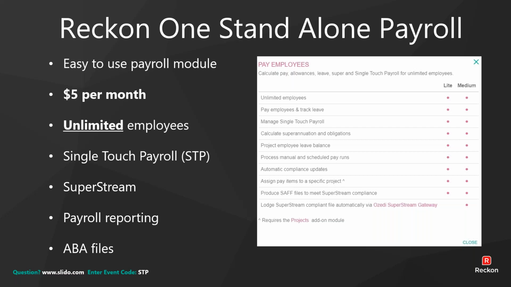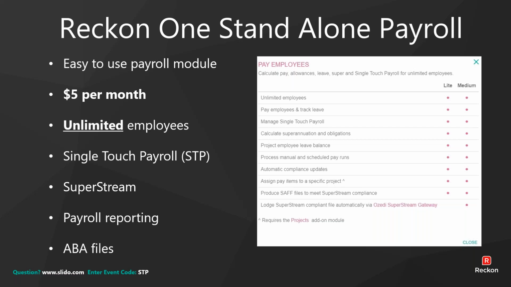So it's really easy to use. It's $5 per month, and that's unlimited employees. As your business scales or grows, you won't be charged anything extra as you have more employees. We're also STP compliant, so the $5 per month includes STP. We also include SuperStream.